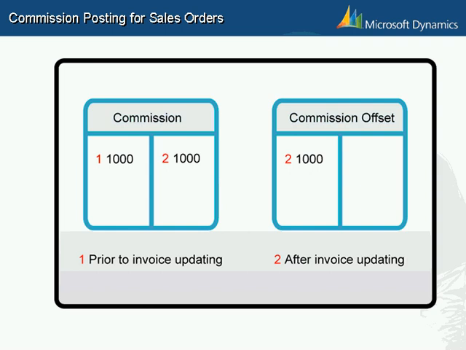We have commissions posting for sales order, and to post commissions, commission and commission offset accounts must be set up on the sales order tab of the inventory posting profile. We talked about commission for ledger accounts, and this account provides an overview of the ledger posting of commissions. When a sales order is invoice updated, the commissions on the posted amount is debited from the commissions account and credited to the commissions offset account.